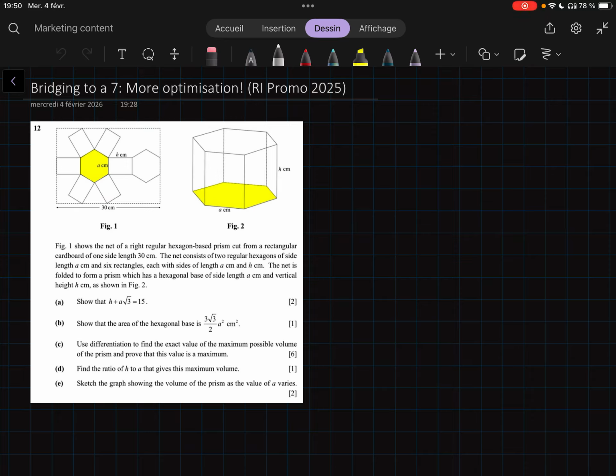We have the net of a right regular hexagon-based prism cut out of a rectangular cardboard. So we're given figure 1 in essence, and we know that the yellow hexagon is regular. What does that mean? So let's say we have one side, two sides, three sides, 4, 5, and 6. We know the side length is A. How can we use this information?